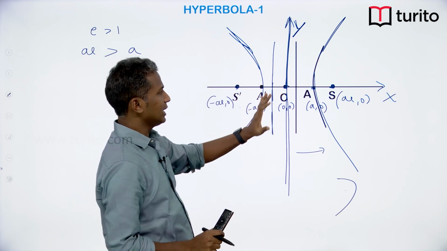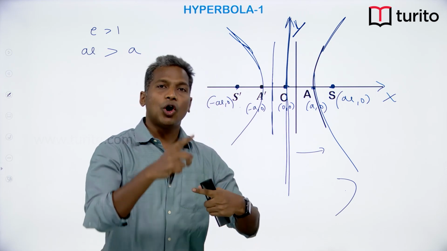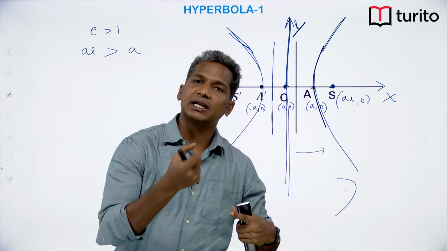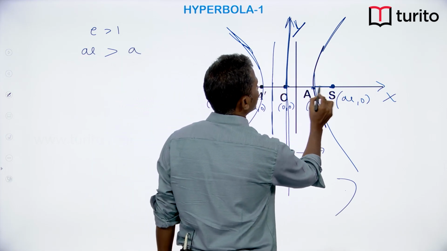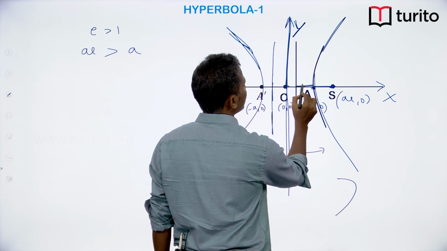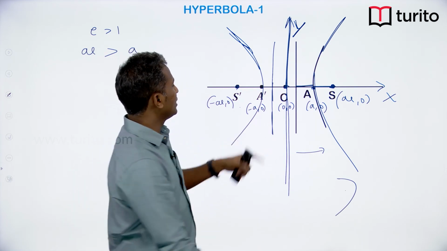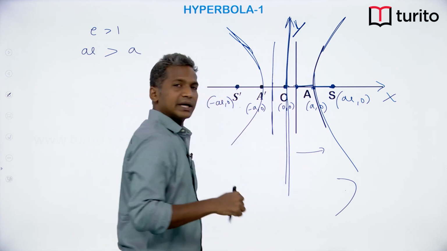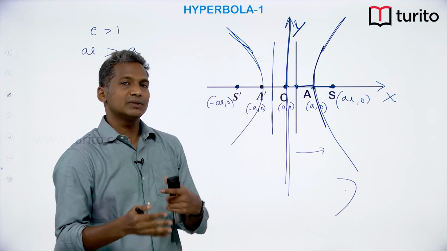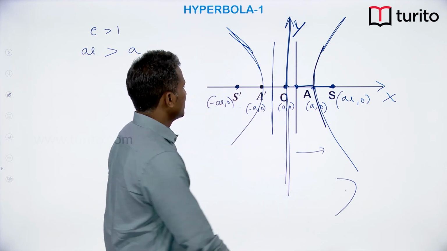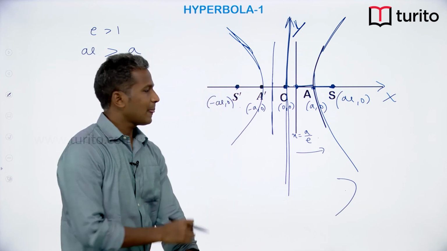Okay, next, because A, the vertex, is a point on the hyperbola, it must satisfy the definition of the hyperbola. What is the definition? The distance of A from S and the distance of A from the directrix must be in the ratio e, which will give me the point on the directrix, also called the foot of the directrix, as a by e comma 0. This we have explained in ellipse also. So, we can take this equation as x equal to a by e.